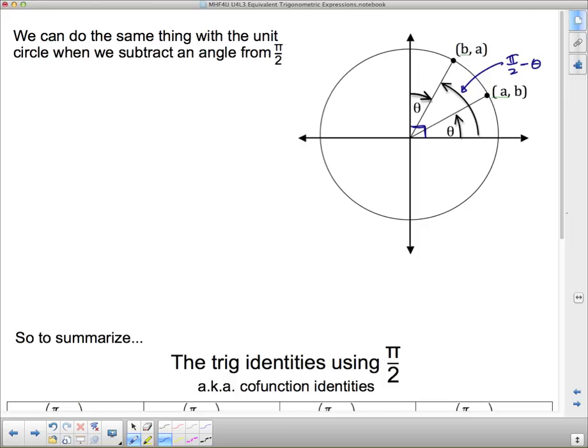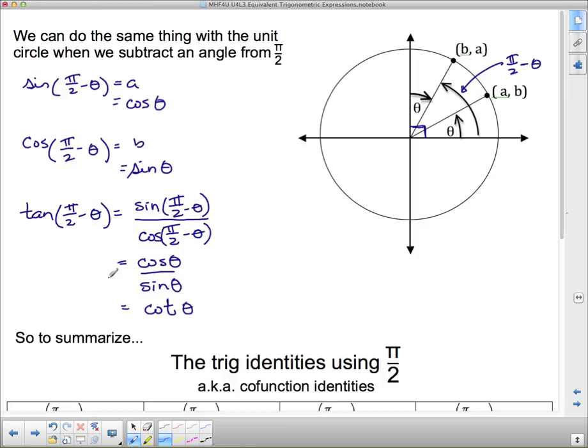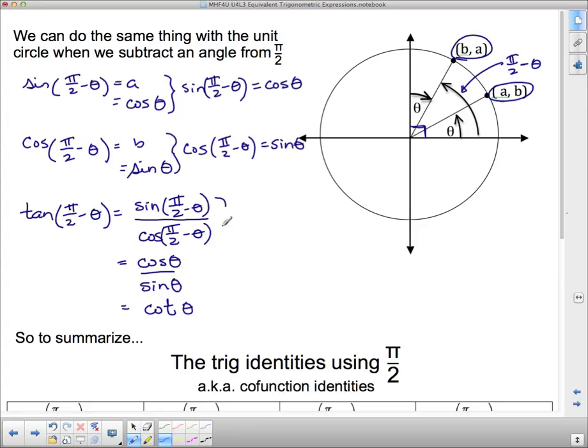And then you're going to see all this again. If we go through the exact same reasoning as we did before, using these points on the unit circle, this is what we get, and we get the other trig identities: the sine of pi by 2 minus theta is the same thing as the cos of theta. And from this one, the cos of pi by 2 minus theta is equal to the sine of theta. And down here, we have the tan of pi by 2 minus theta equals the cotan of theta.